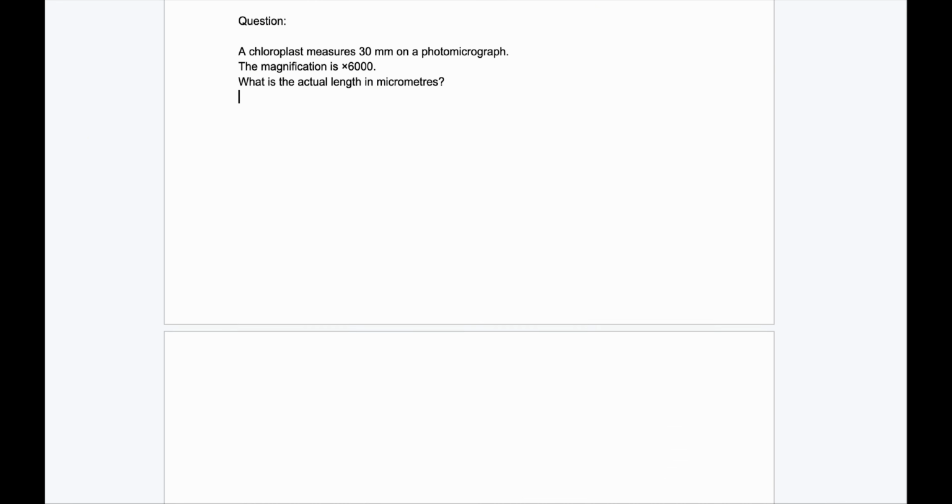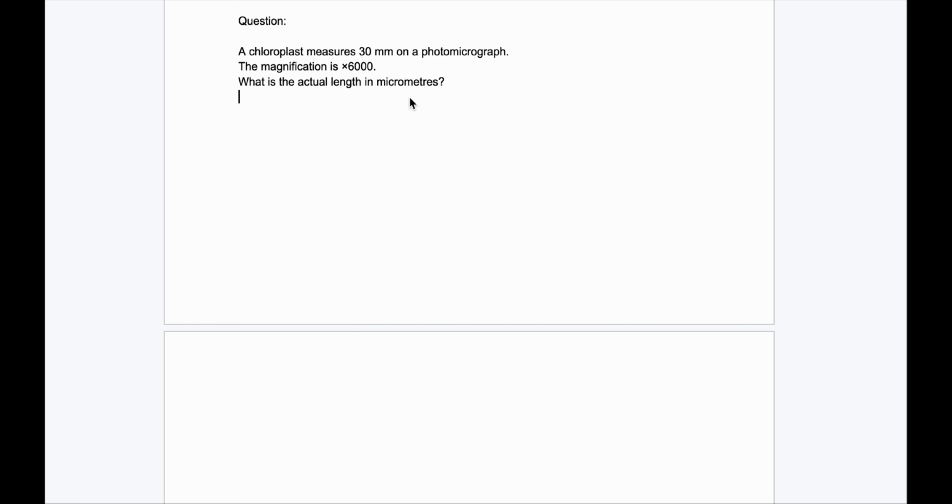And the same with the formula. I find that these formulas are the most simple, and you do have to know this. You do have to memorize this. So we have a question here. And it says a chloroplast measures 30 millimeters on a photomicrograph. The magnification is 6,000. What is the actual length in micrometers?